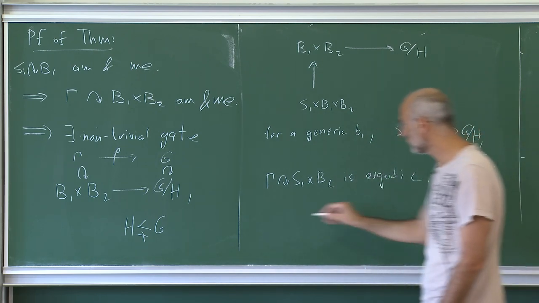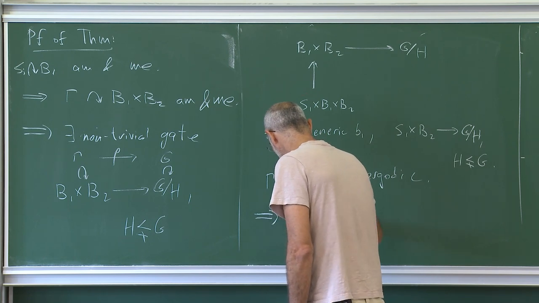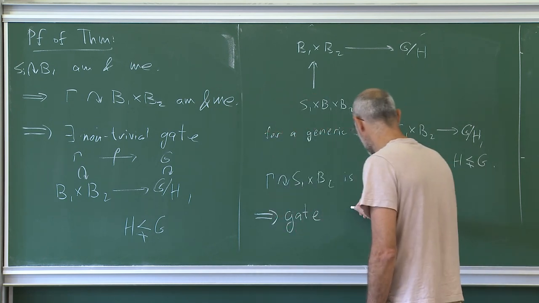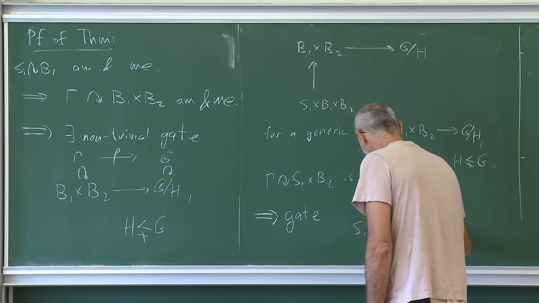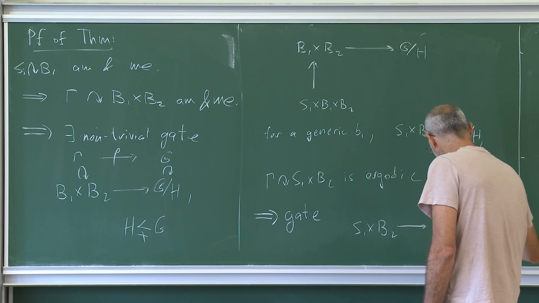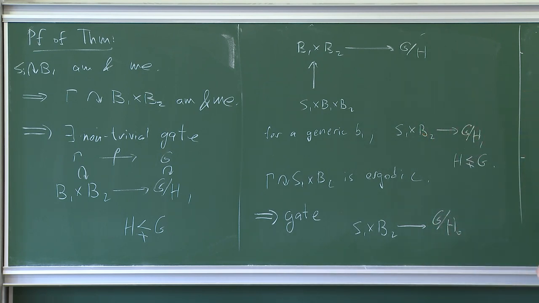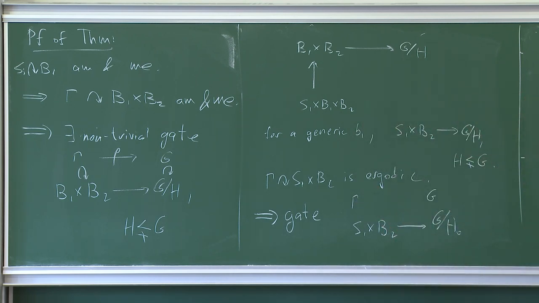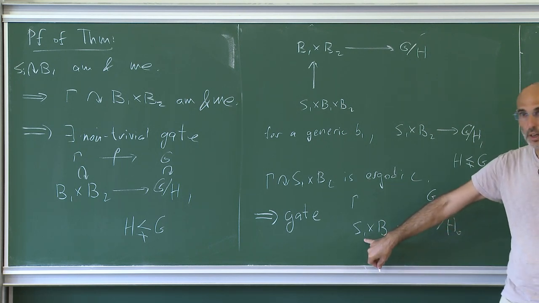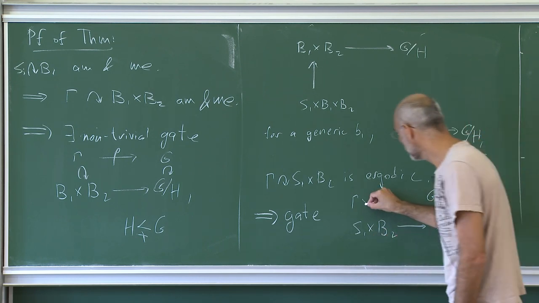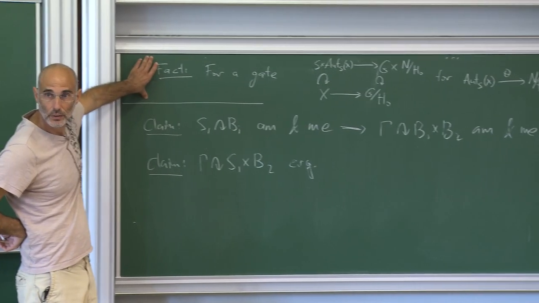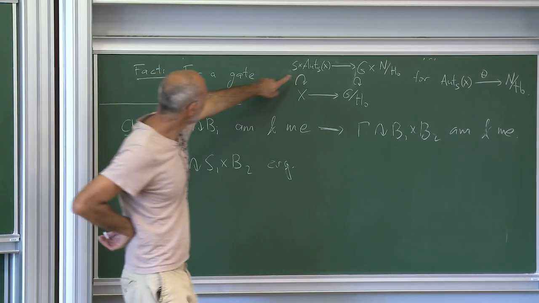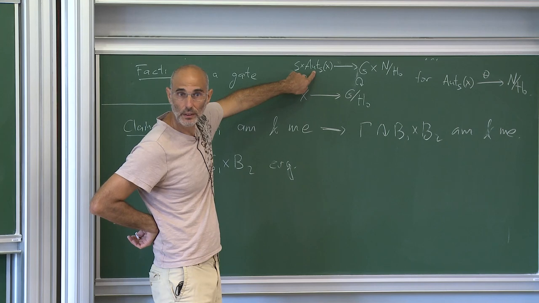So I can find a gate, S1 times B2 to G mod H0, I didn't use the term H0 before, which is a gamma map. But also here now, I have extra symmetries because I have S1 acting on the other side. So now I'm using this fact we gained from factoriality, and I'm adding this extra equivariancy.